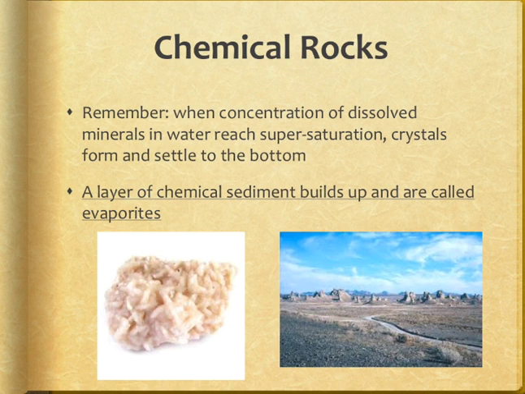But then we have chemical rocks. So if we think back again to minerals, what happens is when you have a concentration of dissolved minerals in a solution that's supersaturated, you're going to get those chemicals to start to crystallize and settle out to the bottom. So what can happen is you can get a layer of chemical sediment to build up in an area if this process is happening enough, and this leads to something called evaporites. So these chemical rocks are essentially just made of the buildup of chemical sediment, or evaporites.